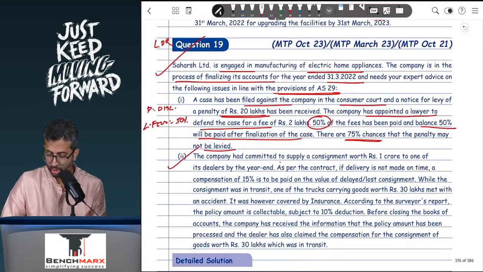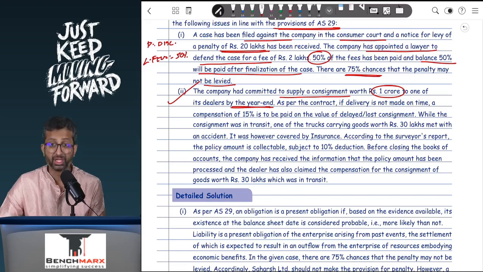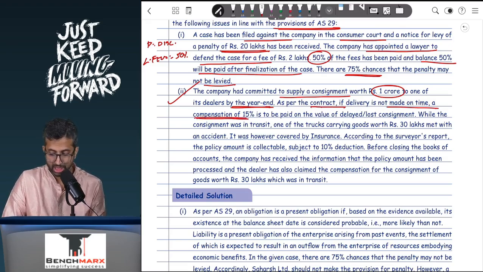Second, the company is committed to supply consignment worth 1 crore to one of its dealers by the year end. This is, I would say, similar to question 15, not exactly the same. As per the contract, if the delivery is not made on time, a compensation of 15% is to be paid on the value of delayed or lost consignment.